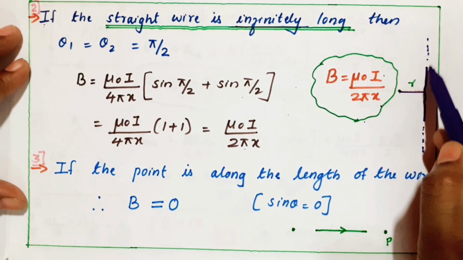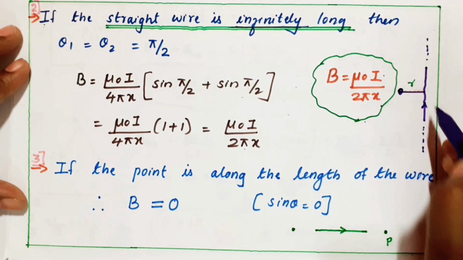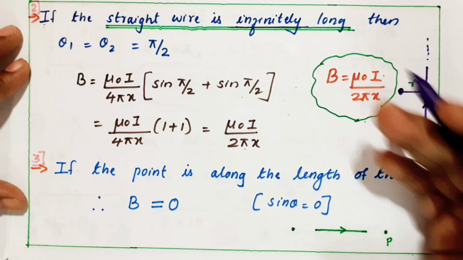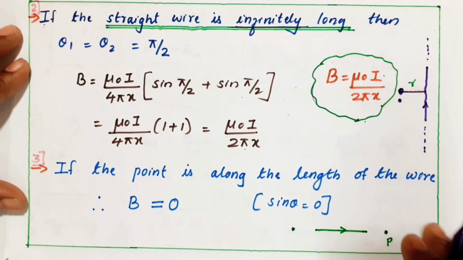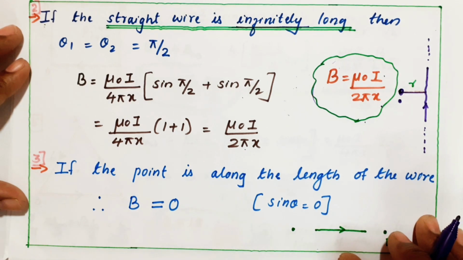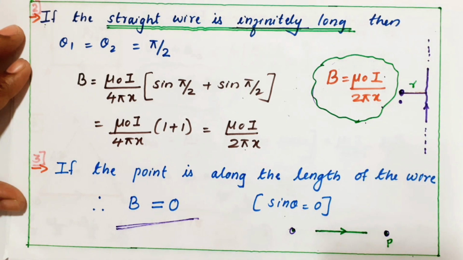This is the conductor. It is infinitely long and we need to find the magnetic field here. This is a current carrying conductor, and due to it the magnetic field is going out. What is the equation? B equals mu naught I by 2 pi x. If the point is lying along the wire, it means this is a conductor and I need to find the magnetic field at this point. If you take the sin theta, it will be sin 0. Sin 0 is 0, so the magnetic field B will be equal to 0.